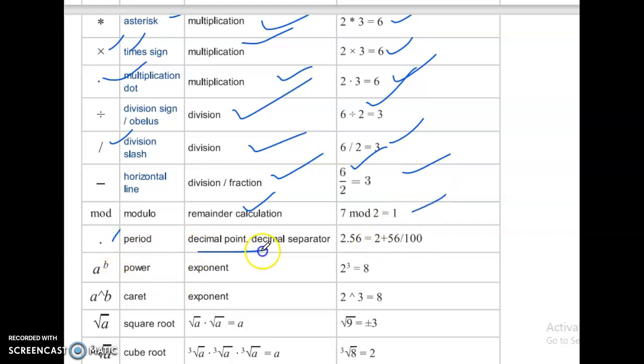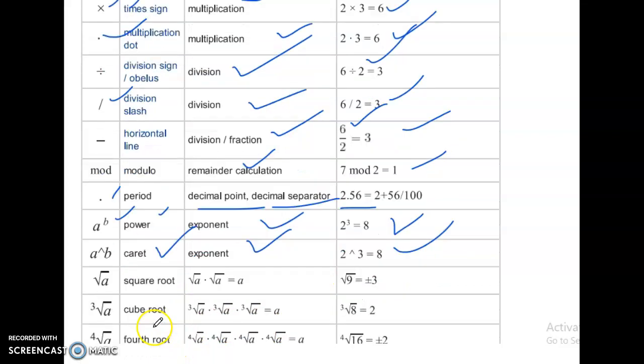Period, dot, decimal point, decimal separator: 2.56 equal to 2 plus 56 divided by 100. Power: a power b, exponent, 2 power 3 equal to 8. A exponent b, caret: 2 exponent 3 equal to 8.